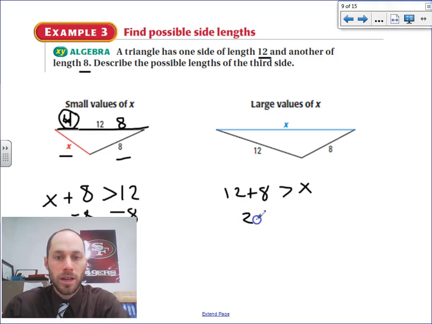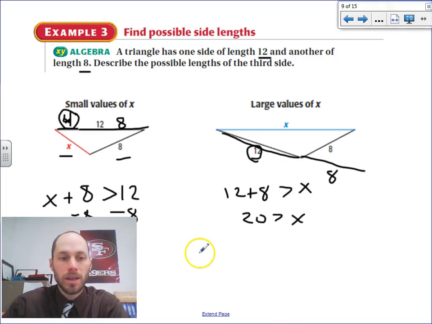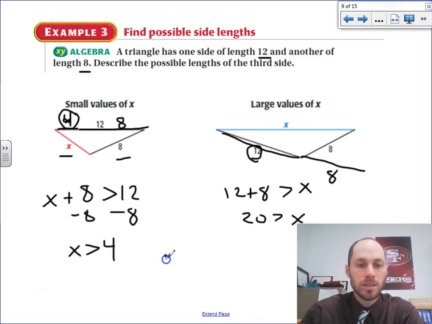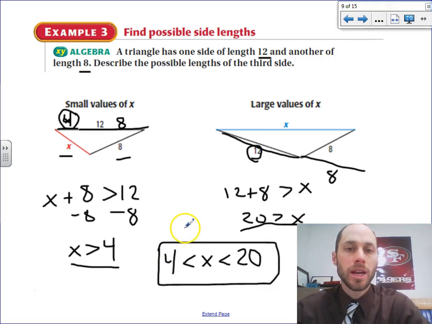So 12 plus 8 is 20, greater than x. This would be the case where the two sides 12 and 8 are extended as far as they can. The third side would now have to be slightly less, otherwise it would be stacked right on top of it. So our range now will be all values greater than 4, but less than 20 when I combine these two inequalities. So we know our triangle's third side would have to be between 4 and 20, somewhere in that range.